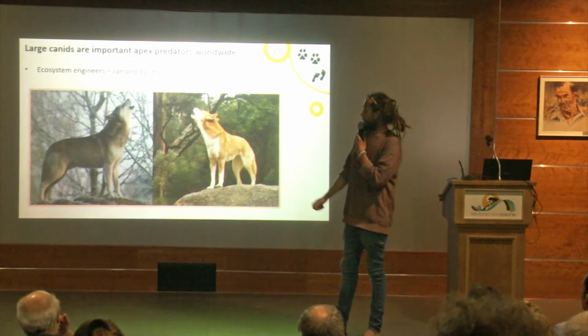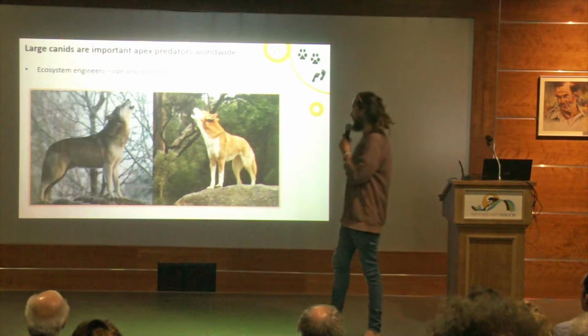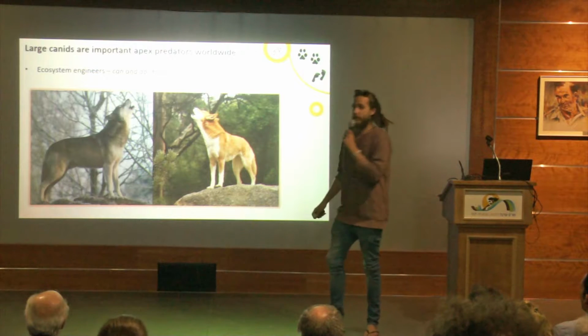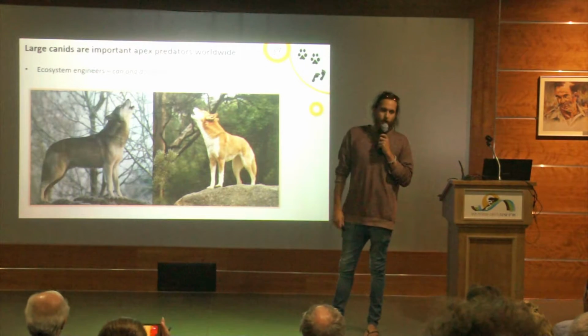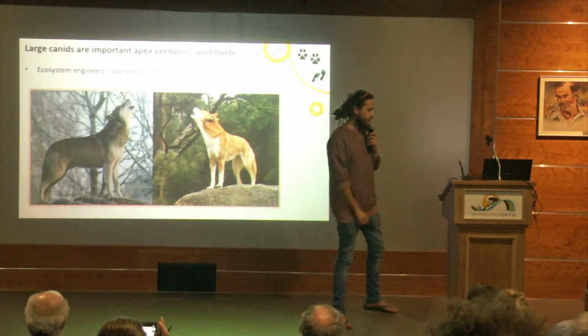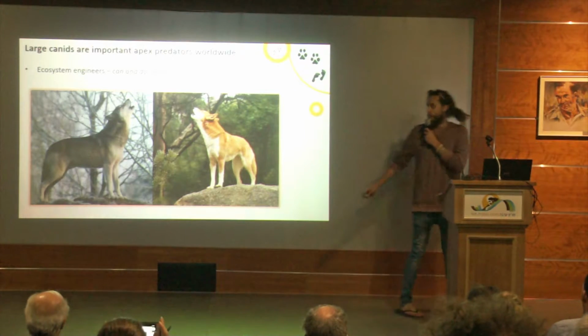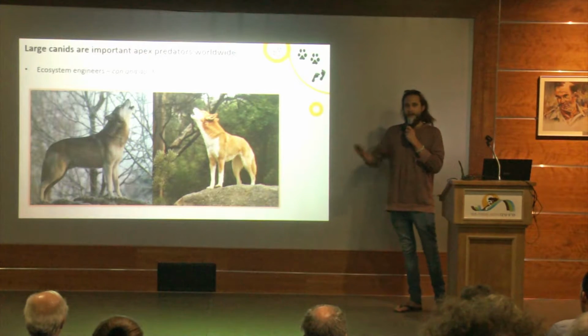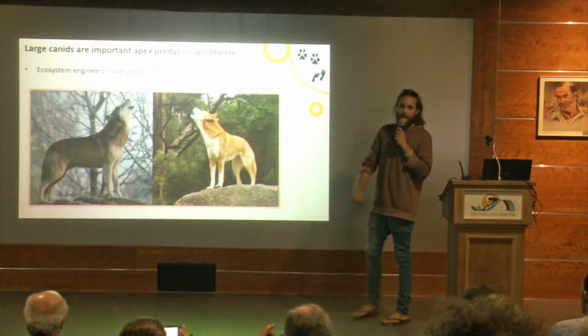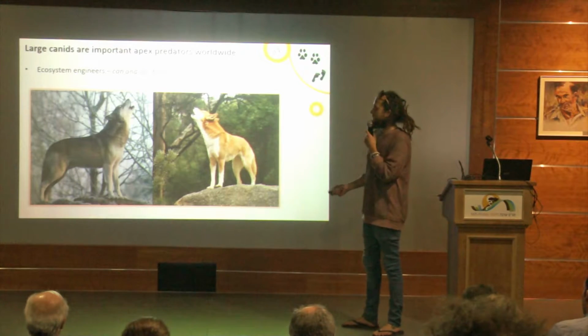Quite a bit of work's been done in North America and Australia. Ariane's been involved in a lot of the Australian work, looking at dingoes, looking at these interactions of wolves and dingoes with their prey and how they can shape ecosystems through trophic cascades.